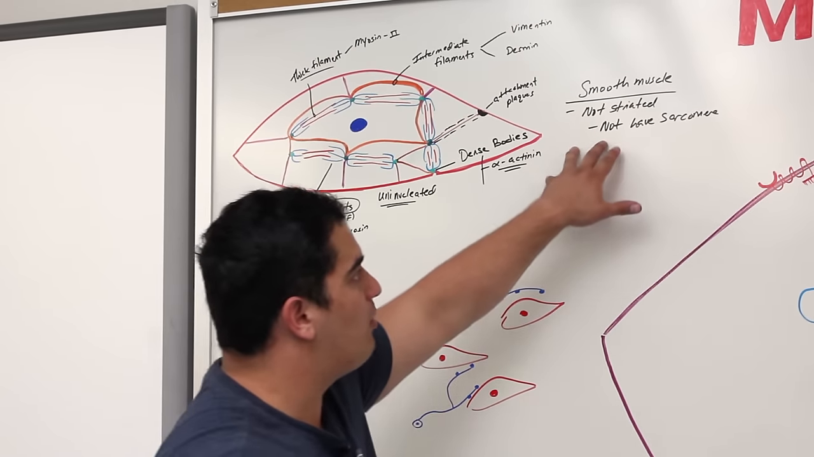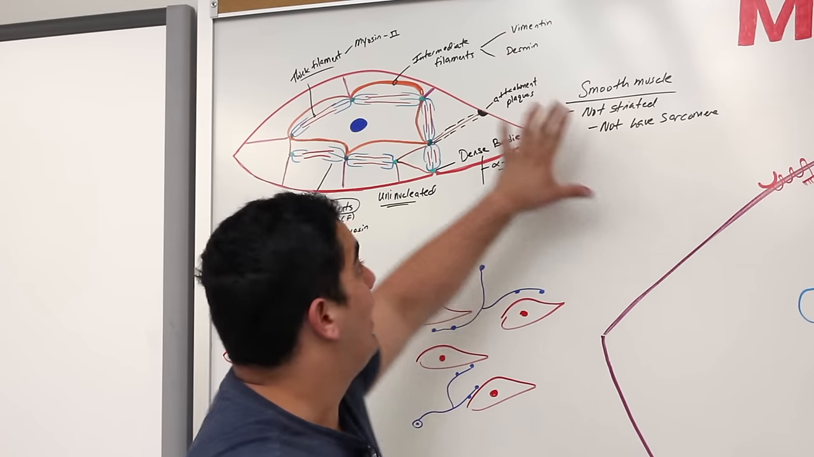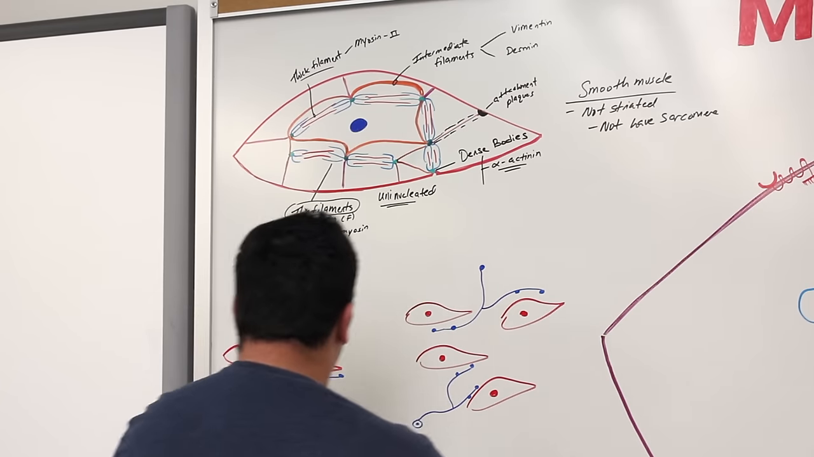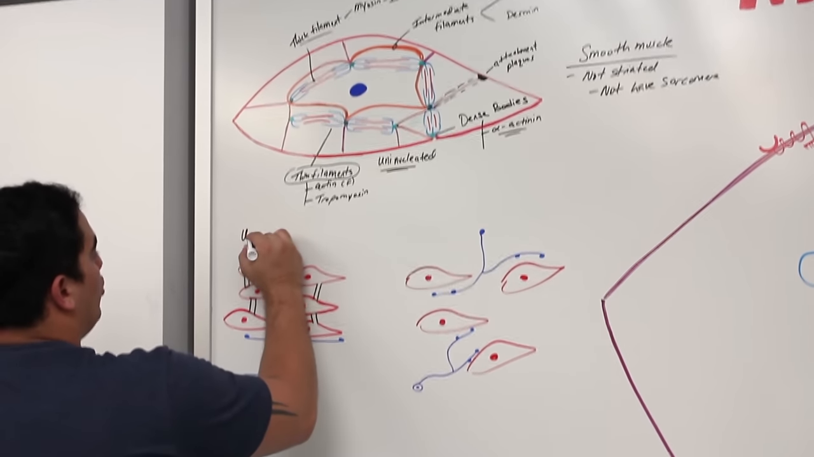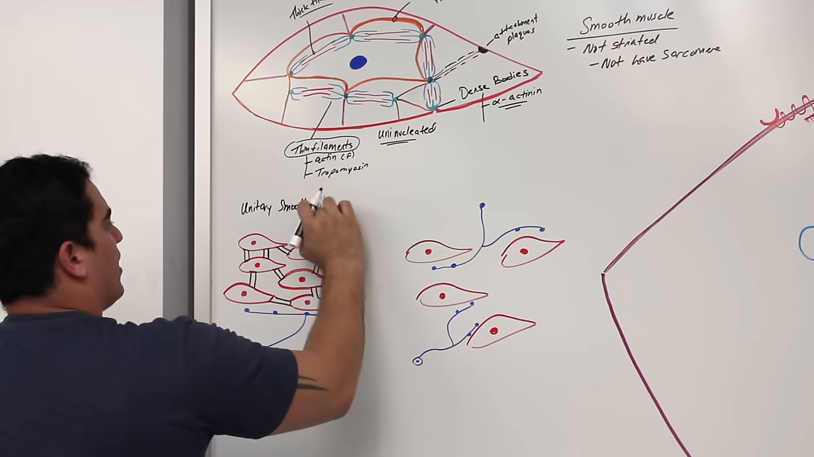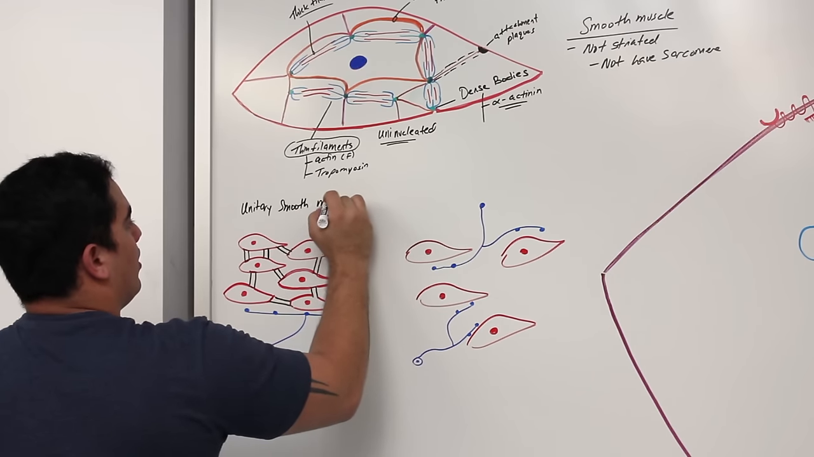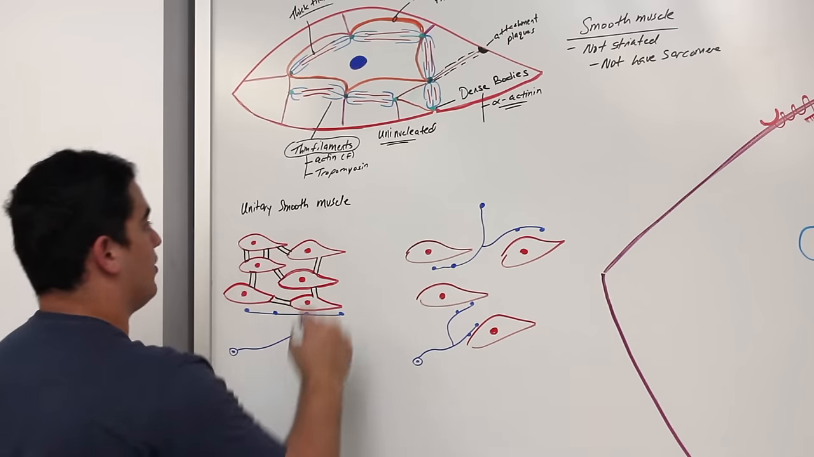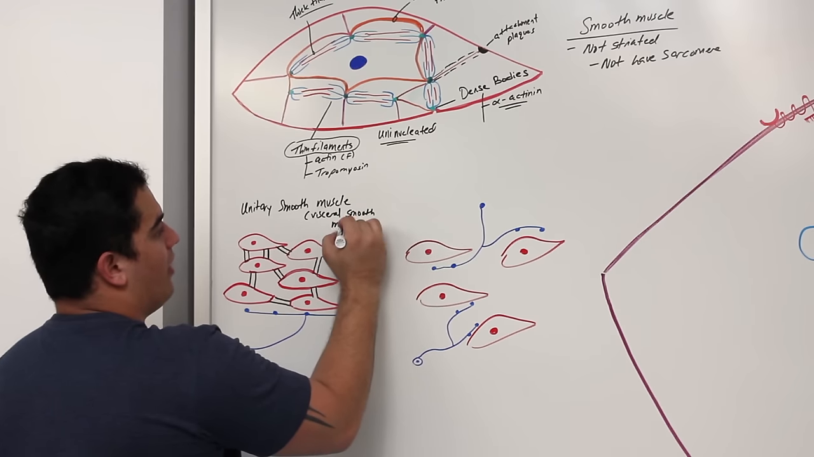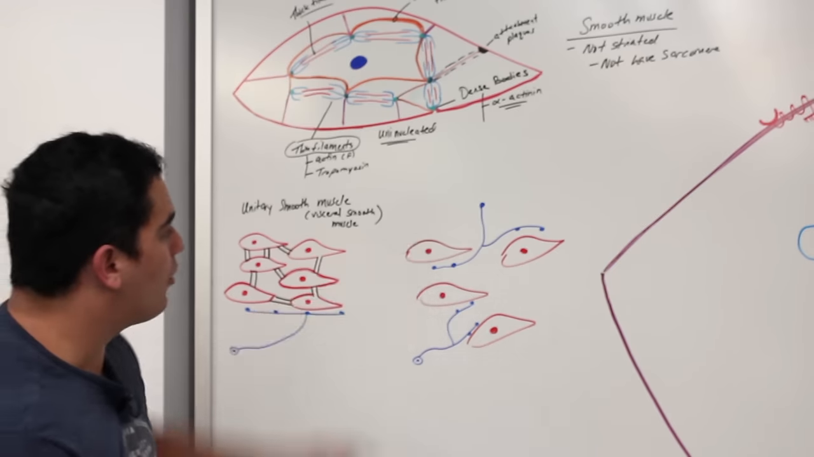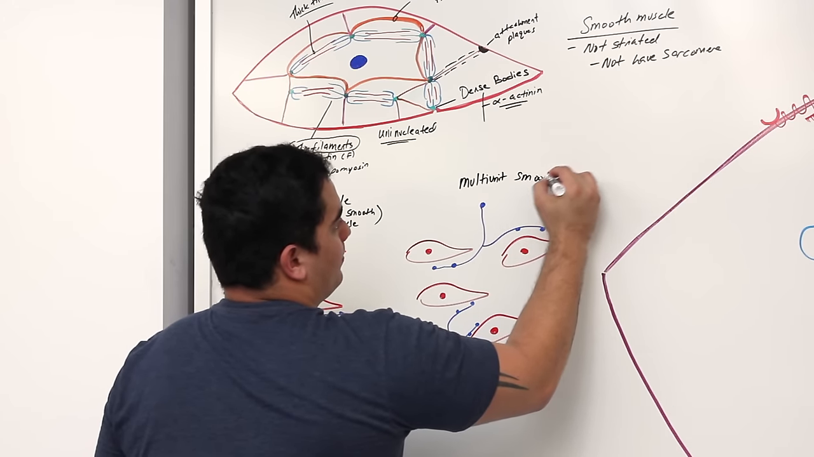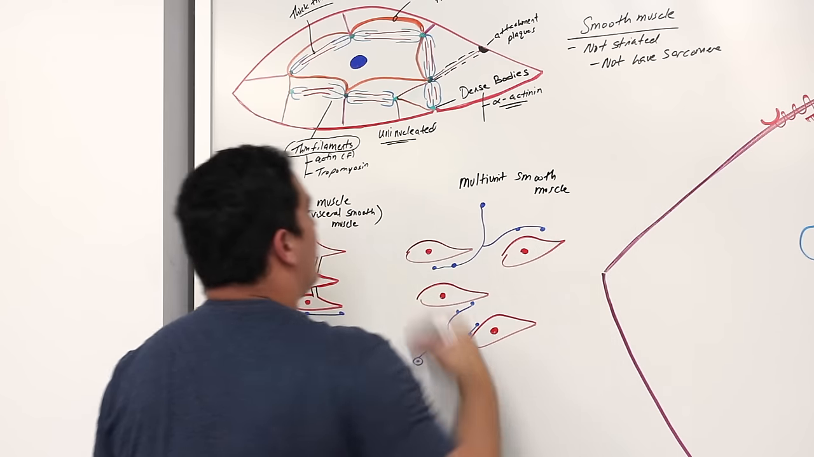Next thing we need to talk about: we know that smooth muscle cell is not striated, and we know why, because it doesn't have a sarcomere, it has all of this protein structure. Next, we need to know the types of smooth muscle. There are two types. One is called unitary smooth muscle. They also call it single unit smooth muscle. This is also called visceral smooth muscle, because this is primarily where you're going to find this type of muscle. The other one is multi-unit smooth muscle. All right, sweet deal. Now, what's the difference between these two?